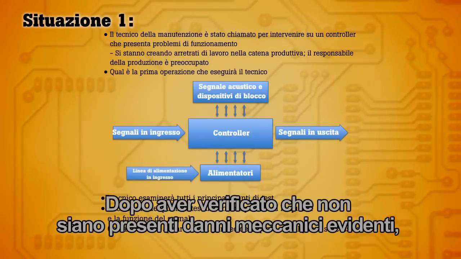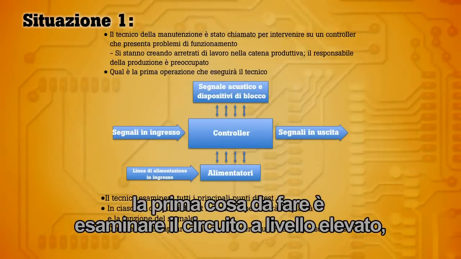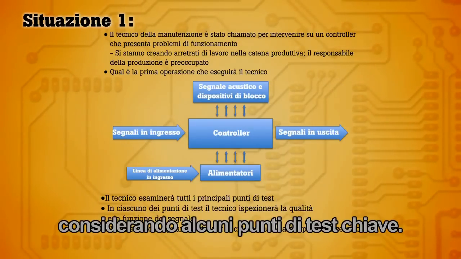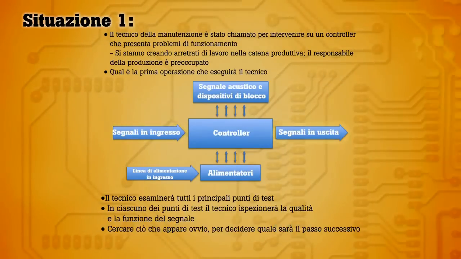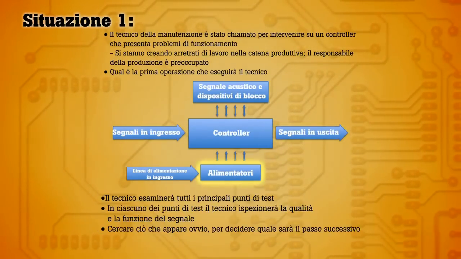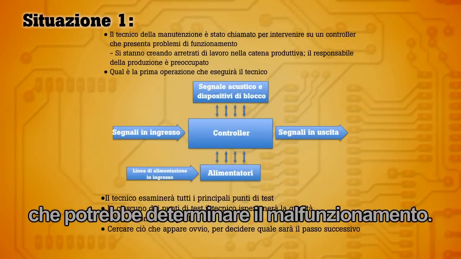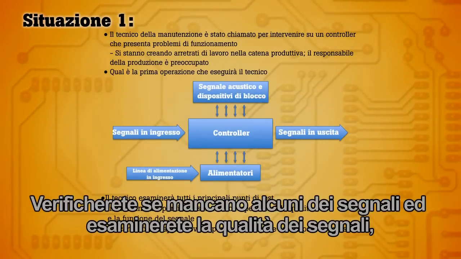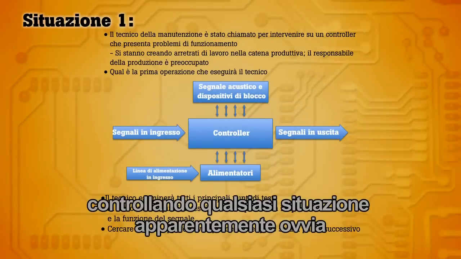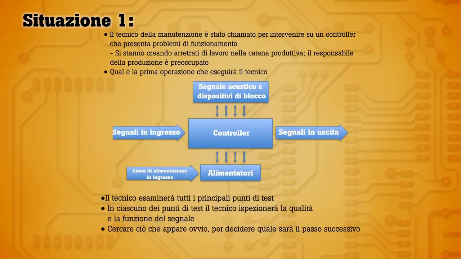After checking for any obvious physical damage, you'll want to take a look at the circuit at a high level, looking at key test points. Typically, you're looking at the input signal, the output control signals, the power supplies, and any feedback or interlock signals that might be causing the malfunction. You'll be checking for any missing signals and looking at the quality of the signals, checking for anything obvious that could point you to a problem on any part of the circuit.